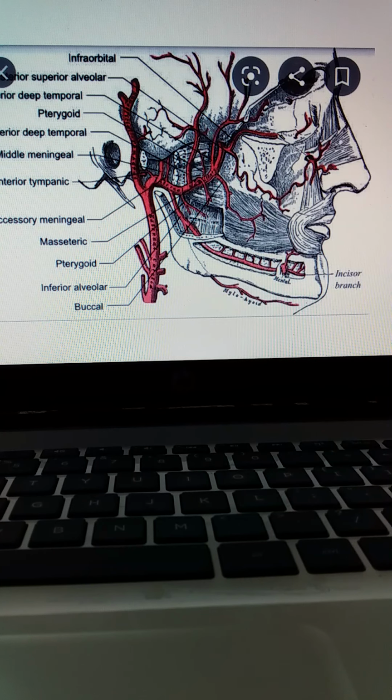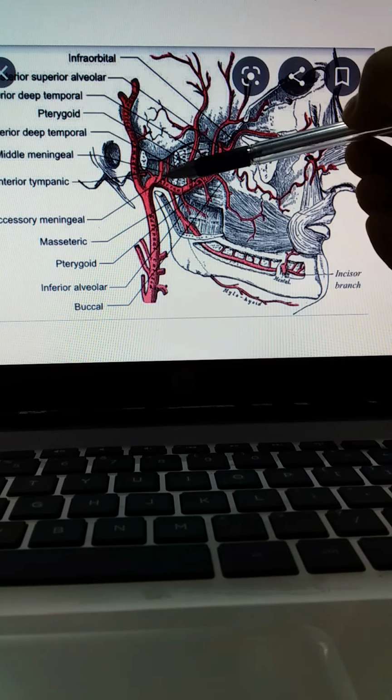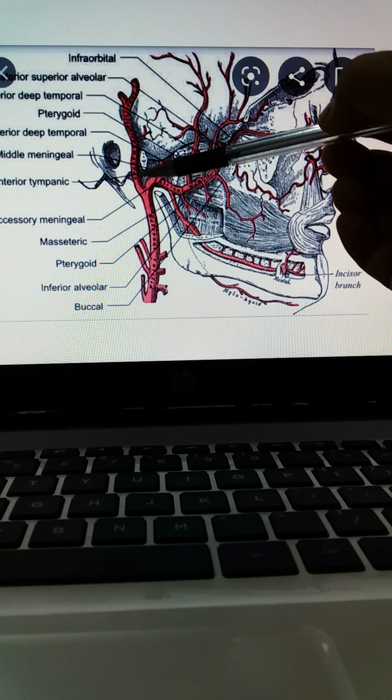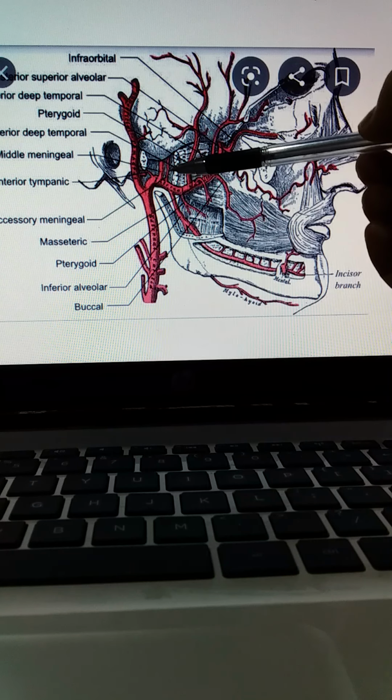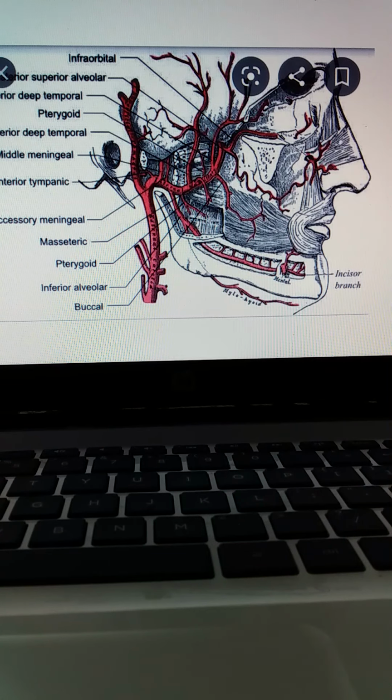Then comes your accessory meningeal. This is your accessory meningeal. You have deep auricular, anterior tympanic, middle meningeal and now the accessory meningeal. The accessory meningeal artery is just near the middle meningeal artery. The middle meningeal artery entered the cranial cavity via the foramen spinosum, but the accessory meningeal artery enters the cranial cavity through the foramen ovale. Okay? It supplies the meninges and the infratemporal fossa. This was about the accessory meningeal.